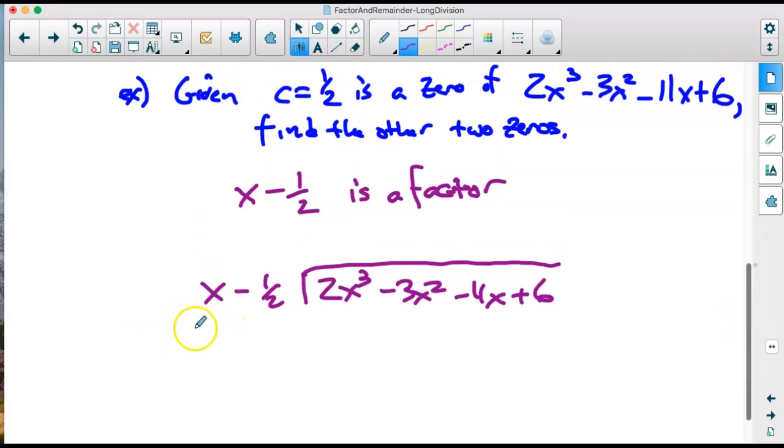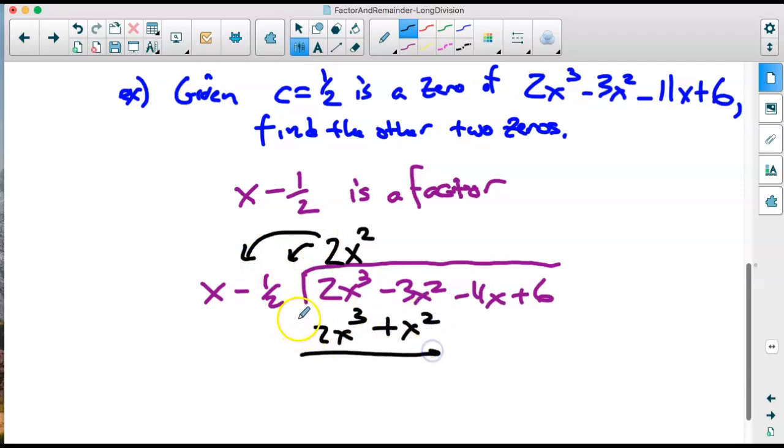So if we take this x and divide it into that, that's going to be 2x squared. 2x squared times that is 2x cubed. 2x times a negative 1/2, we have to multiply by both of these, is going to be x squared. Alright, we're going to subtract. Get rid of that. This is going to be minus 4x squared. We have these two remaining terms, minus 11x plus 6.